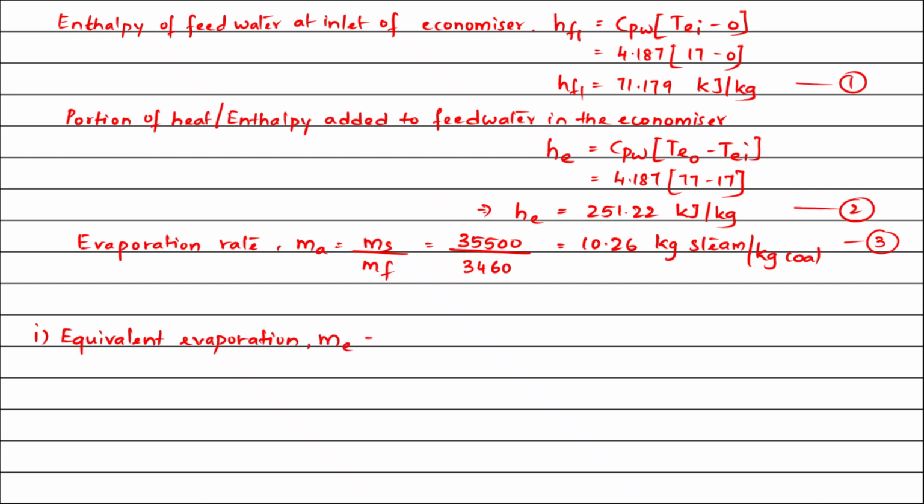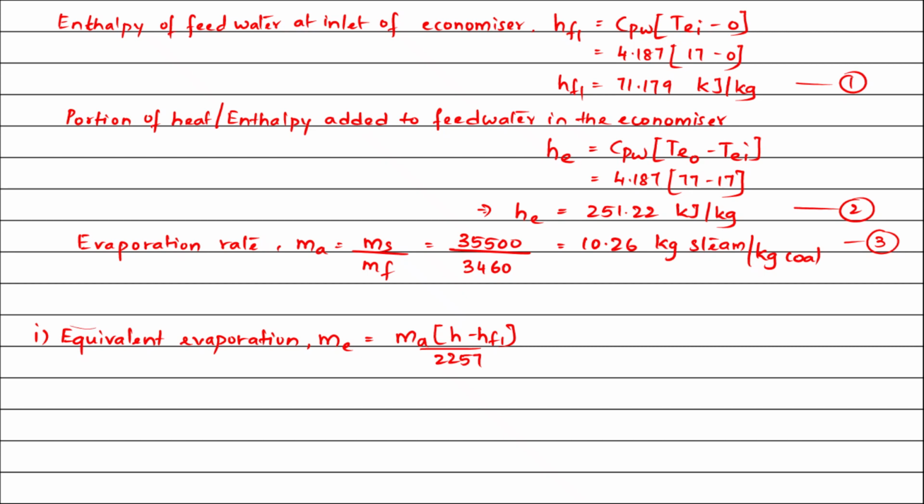Now, when I'm discussing the term equivalent evaporation, I am discussing only the boiler, because my phase change process is happening only in my boiler. So what is the equation? My standard expression was ma into (h minus hf1) upon 2257.